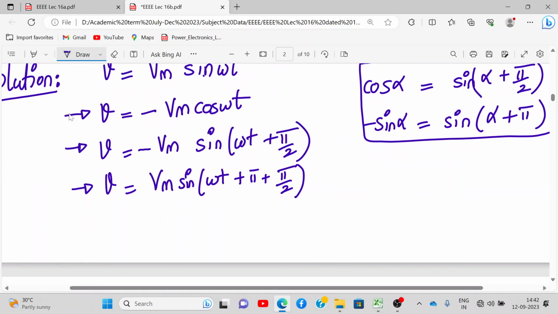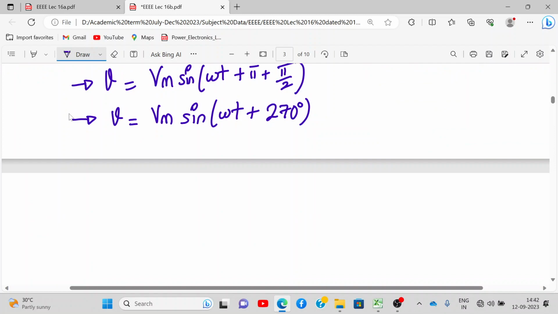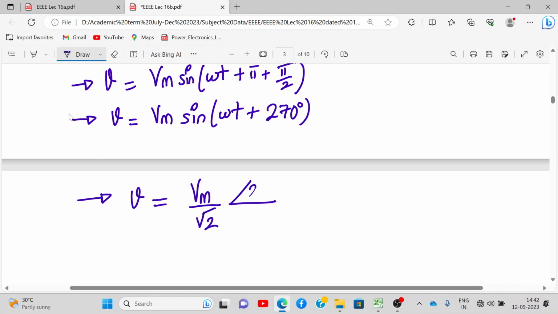So now tell me what will be the standard form? V is equal to Vm sin omega t plus 270 degrees, that is 3 pi by 2 or 270 degrees. Is this the polar form? So intelligently tell me, what will be the polar form? If you can answer this, then you have understood everything. It will be Vm by root 2 angle 270 degrees. Got it? This is the polar form. So write it down, please.